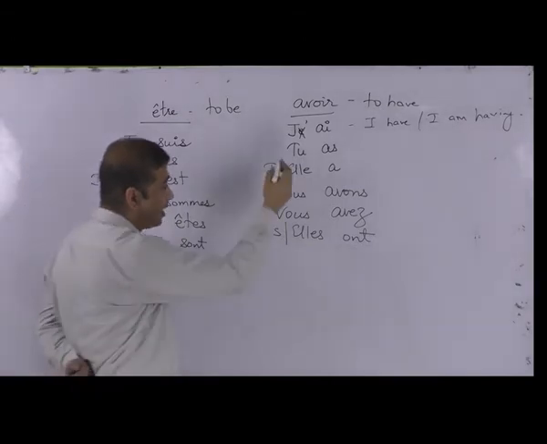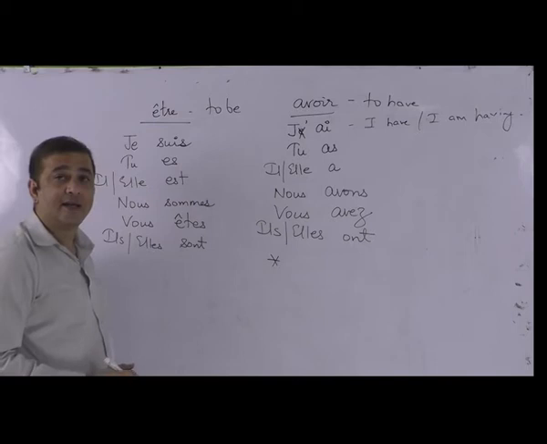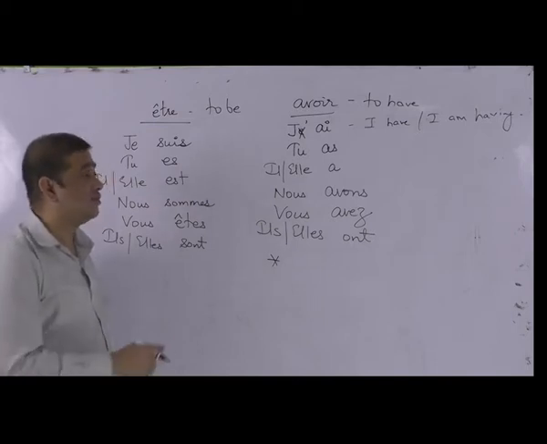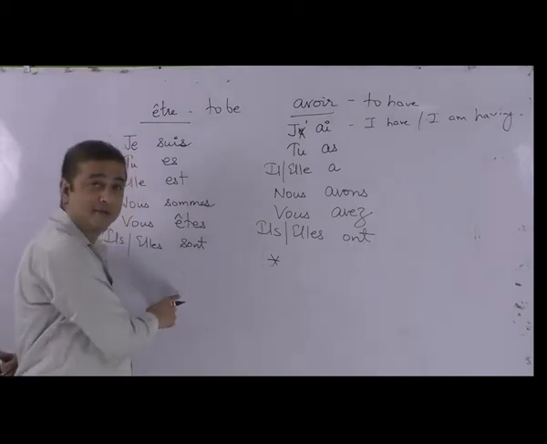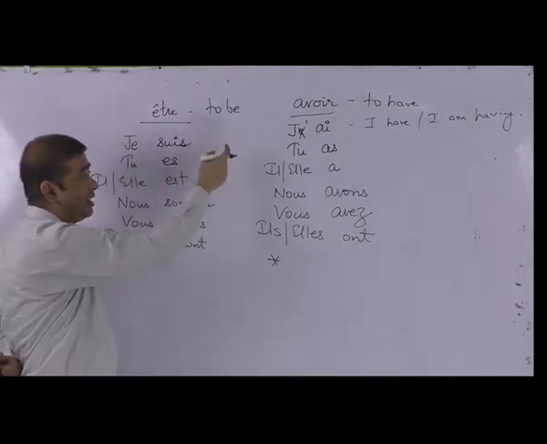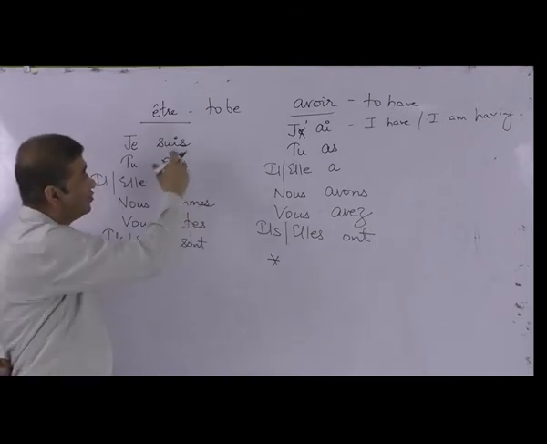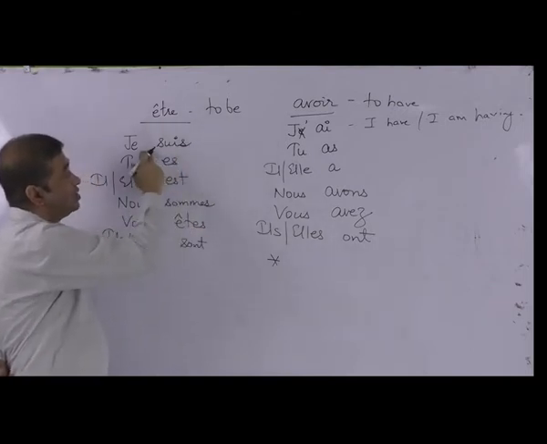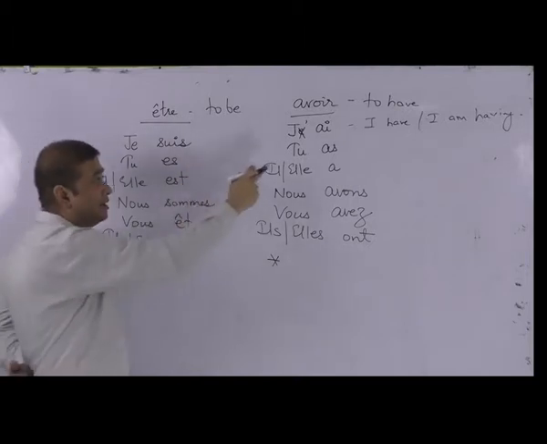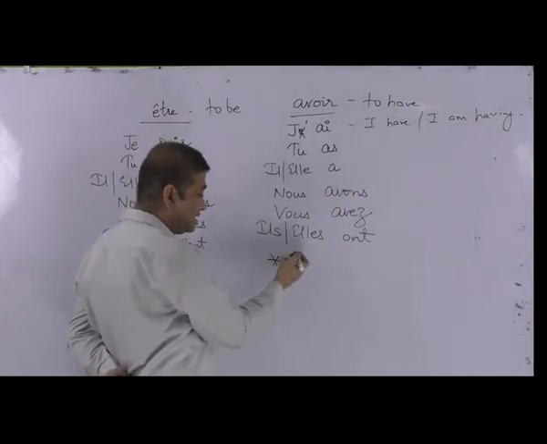One more thing to remember for the avoir verb is that whenever we ask or tell the age, we use avoir, not être. In English you say I am, for example, I am 16 years old, I am 20 years old. So you will say je suis, no. Here, you have to say in French j'ai, then the number, then ans. I'll just explain it here.